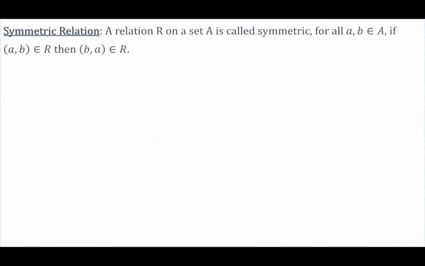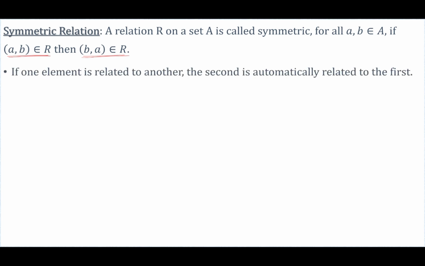Now, what is a symmetric relation? A relation on set A is called symmetric if for all a, b belonging to A, if (a, b) belongs to R, then it must be that (b, a) belongs to R. Then only it is called a symmetric relation. If one element is related to another, then the second element is automatically related to the first one. If it is not, then it is not a symmetric relation.